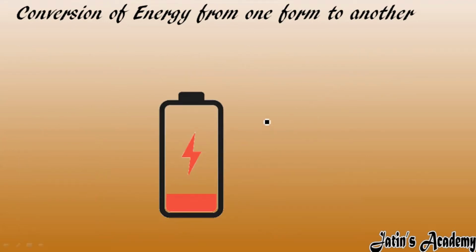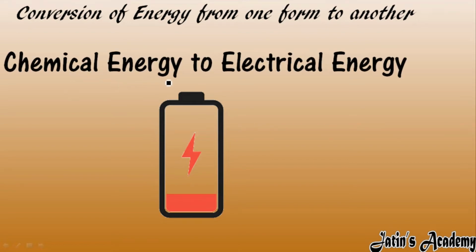And while discharging, that means when we are using our phones, the phone has a battery which has some chemical energy stored in it, and that chemical energy is converted into electrical energy. So during discharging of a battery, chemical energy is converted into electrical energy.